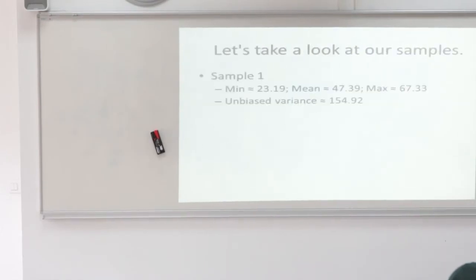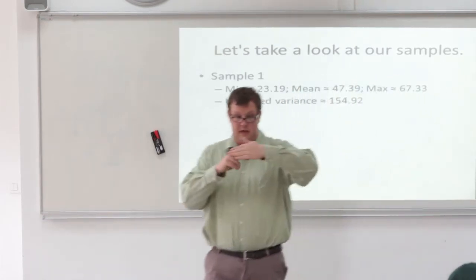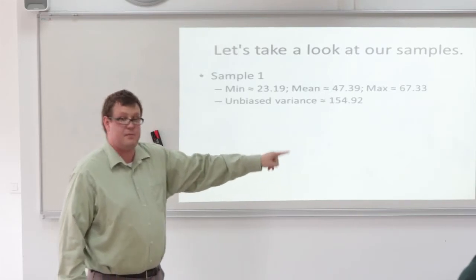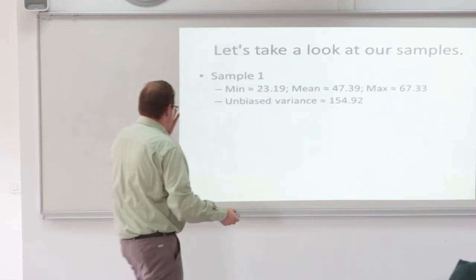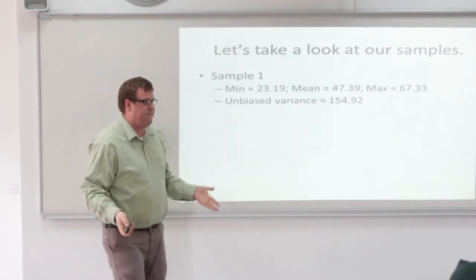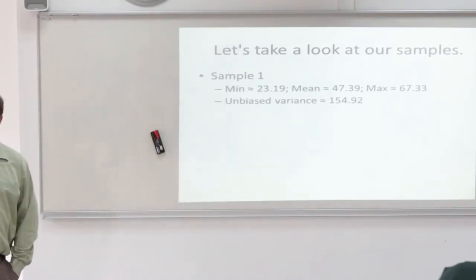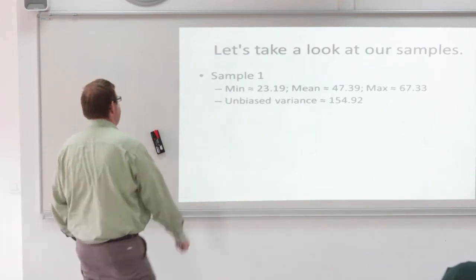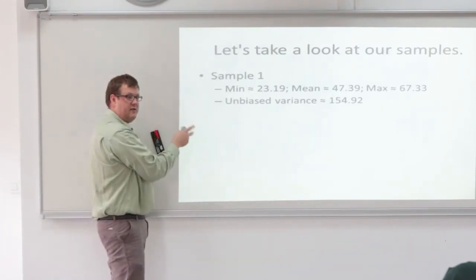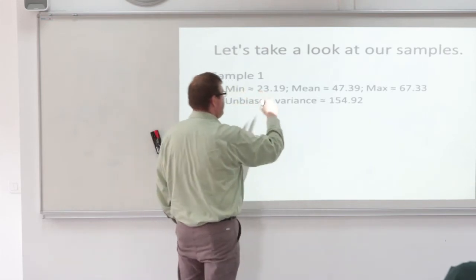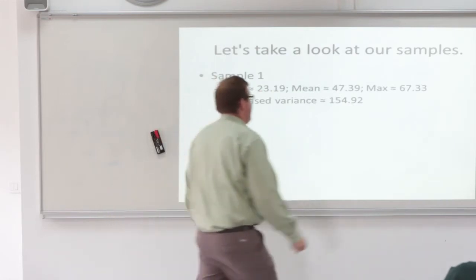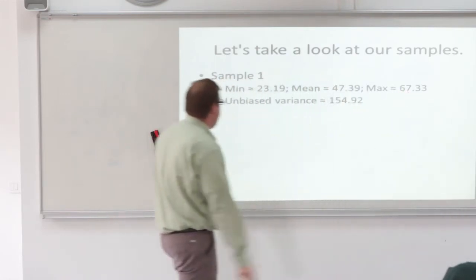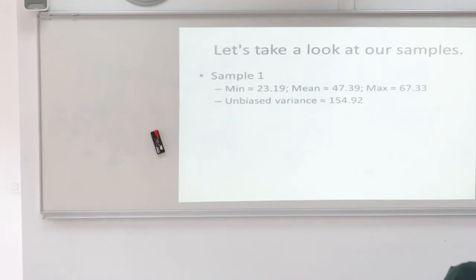Now, let's take a look at our samples. The sample that I drew that will be in the data set that you have is not this sample. This is a different random sample with different differences because I just ran it in R. When you take a different sample, you get different values. But for the sample that will be online, if you do a summary, you'll find that the minimum is 23 something, the mean is 47, which is kind of close to 50, the max is 67, and the unbiased estimate of the variance is 154.